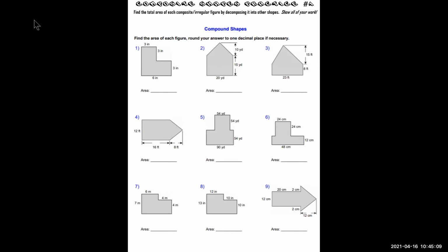Again, let's look at compound shapes practice number one. You had to do number one and number two. So let's look at the first page. I did a few of these with you in class. So go ahead and put in the chat which one you would like me to do on this page. I'll do one. I did number nine in class for you guys already, so I'm not going to do number nine again because that's one that I did with you in class.